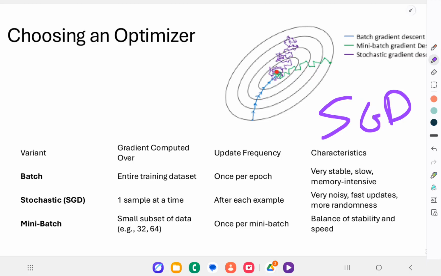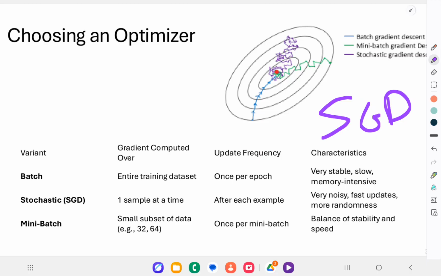At the other extreme is stochastic gradient descent. Here we update the model after each individual training example. This means frequent updates and fast iterations, but also high variance, so the loss may start to bounce around a lot.